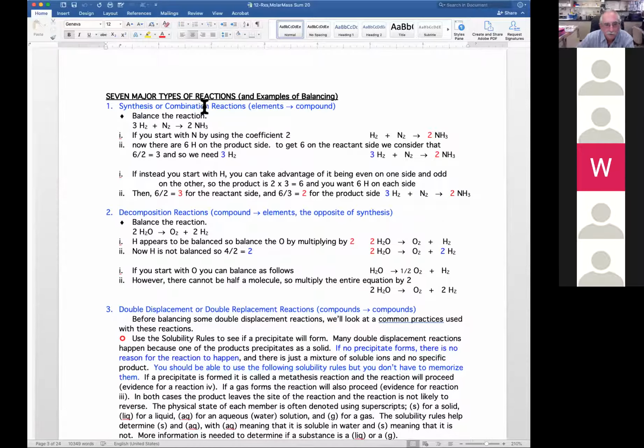So look at a synthesis reaction. Elements combining into a compound. Here, the oxidation numbers are 0, and here they're not. Yes, that's a redox reaction. Where do electrons go? They go from the least electronegative to the most electronegative. So electrons are going from the hydrogen to the nitrogen. So the oxidation numbers will be, hydrogen will be a +1, that's going to be a -3. In other words, hydrogen is getting oxidized and nitrogen is getting reduced.